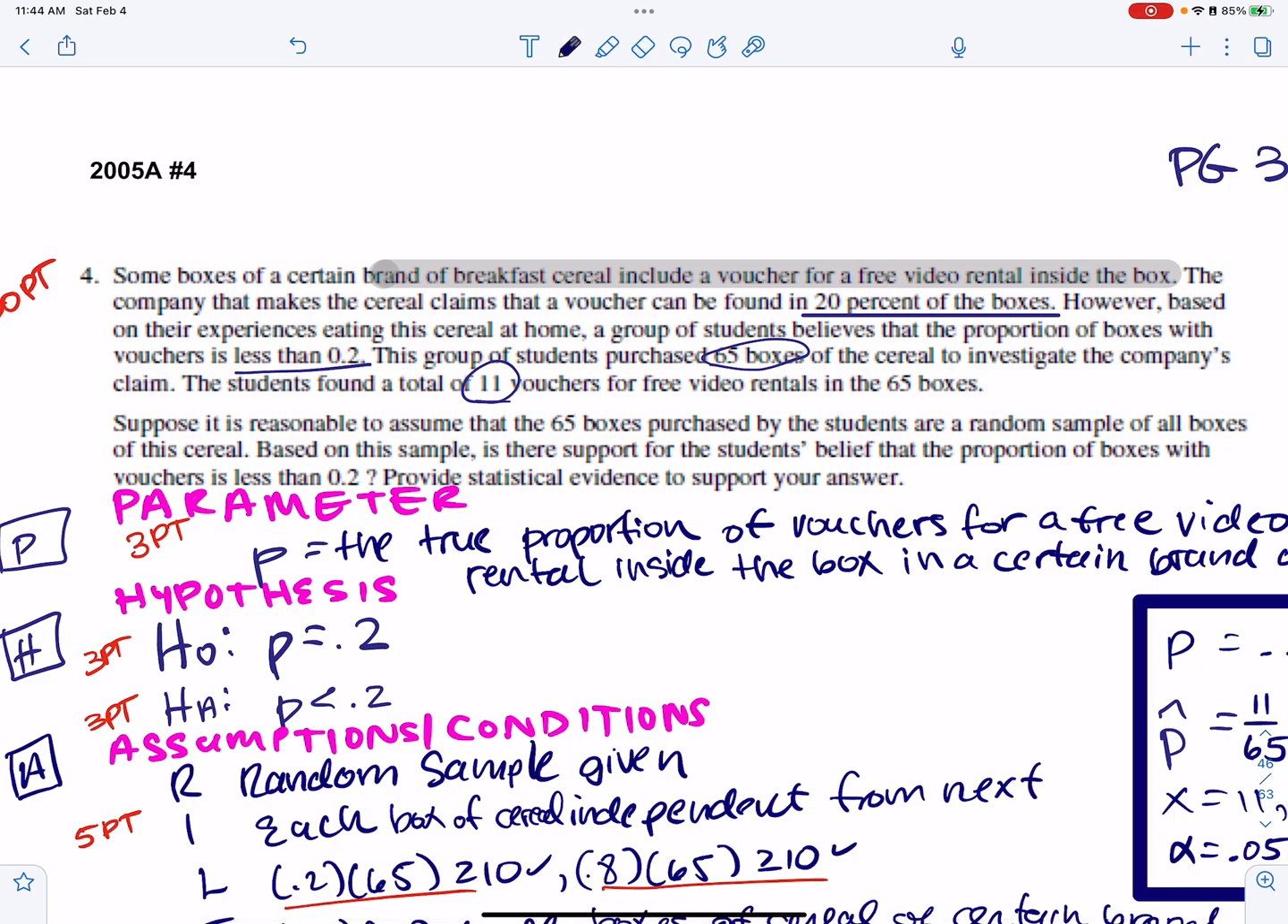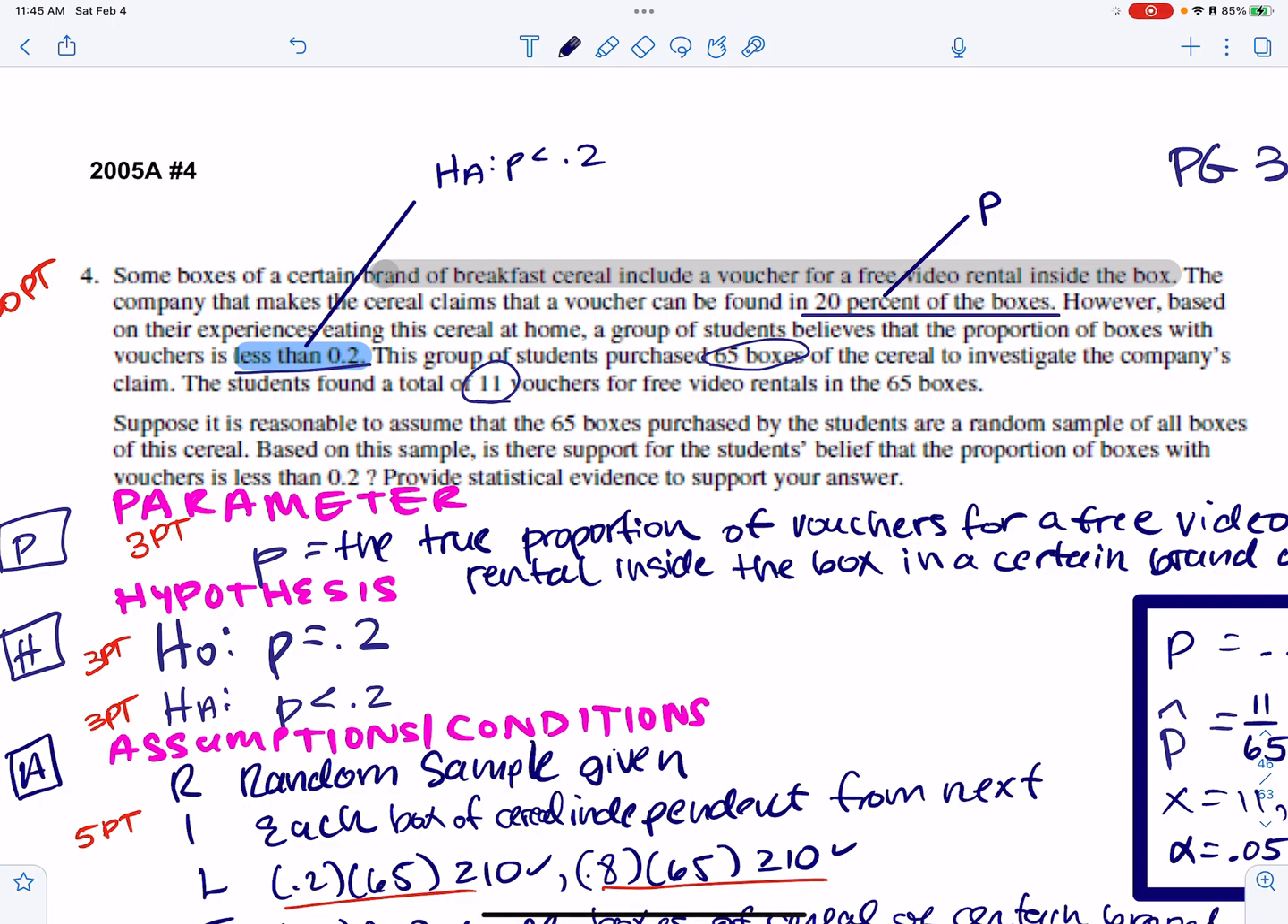The company makes a cereal claim that the voucher is found in 20% of the boxes. So that's going to be our P, our true proportion, what we believe to be true. However, based on their experiences eating cereal at home, a group of students believes the proportion of the boxes is less than that. So this is going to be right here, less than. That's what the students believe it to be. So when I do my HA, that's going to be P less than 0.2.